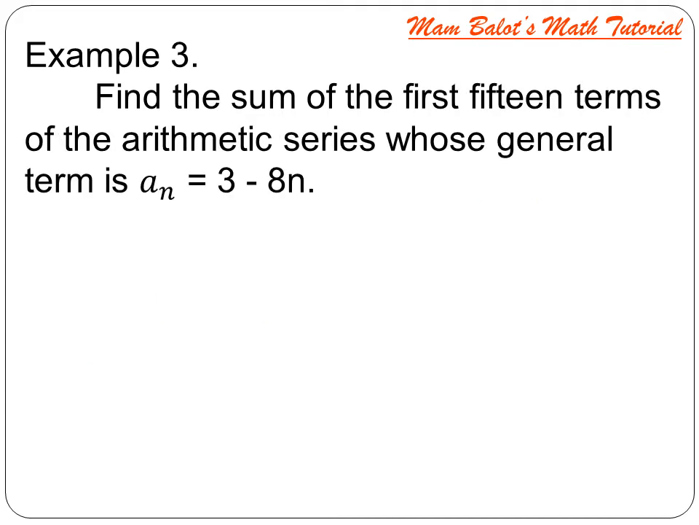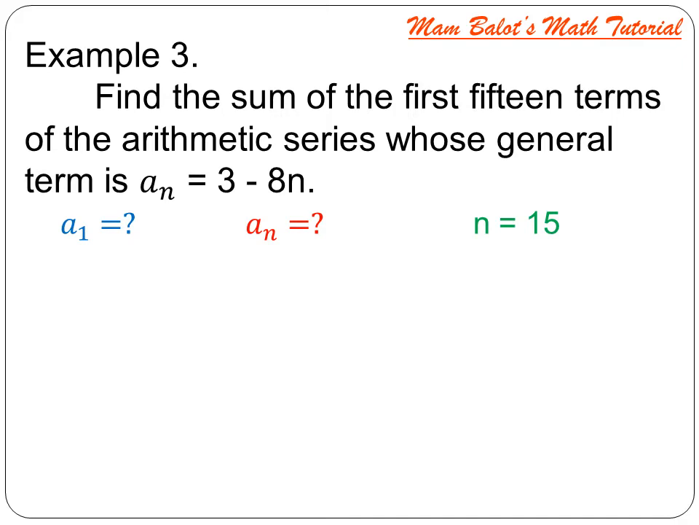Example number 3. Find the sum of the first 15 terms of the arithmetic series whose general term is A sub n is equal to 3 minus 8n. In this example, we need to find first the first term and the last term. But we know already that our n is equal to 15.